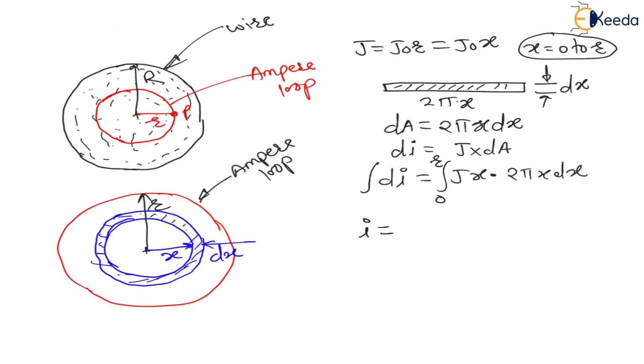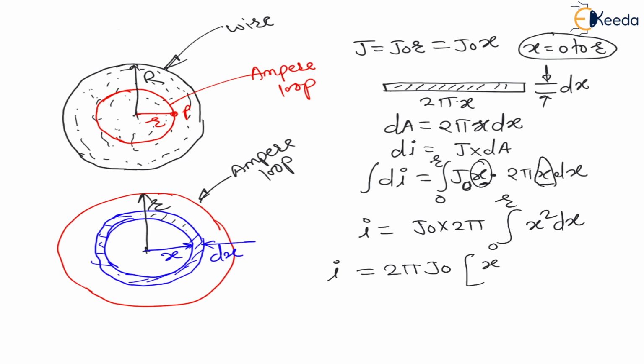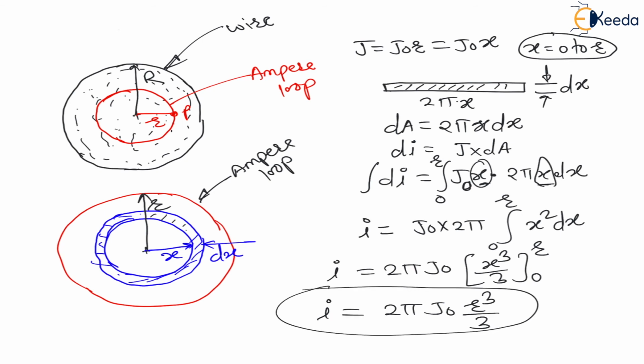It is j naught x. J naught is constant, 2 pi is constant. Therefore, it will become j naught into 2 pi outside the integration, 0 to r, with x square dx, right? x into x becomes x square. What is the integration of x square? It will be x cubed divided by 3, but x changes from 0 to r. Let us put the limits. Therefore, this current becomes 2 pi j naught into r cubed divided by 3, right? This should be the current.